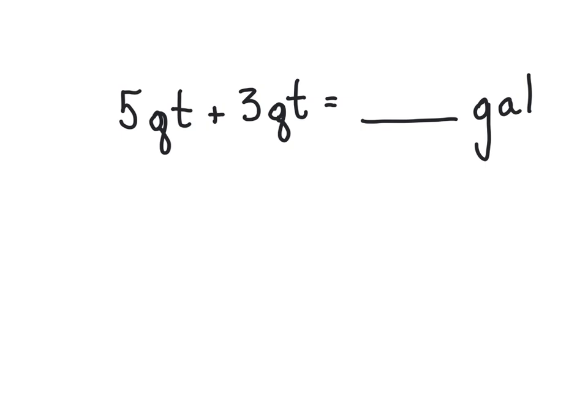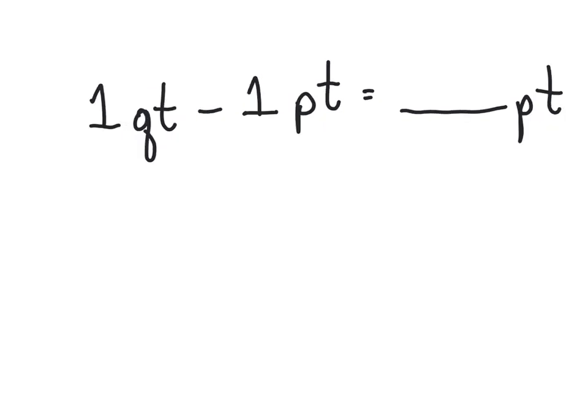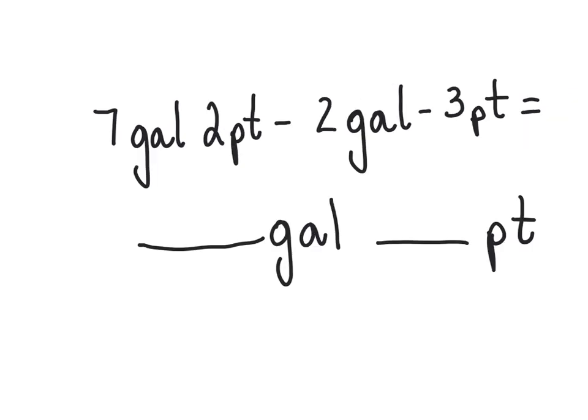5 quarts plus 3 quarts equals how many gallons? 1 quart take away 1 pint is equal to how many pints? Call in the gallon illustration to come and help. 7 gallons, 2 pints, minus 2 gallons and 3 pints, is equal to how many gallons and how many pints? I'm noticing that we don't need to have the subtraction right here. So we're going to be subtracting 7 gallons, 2 pints, take away 2 gallons and 3 pints. And call in the gallon illustration to help you.